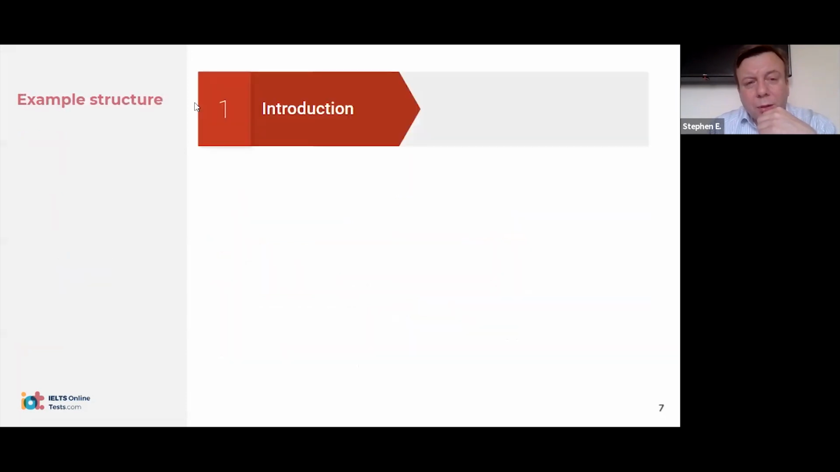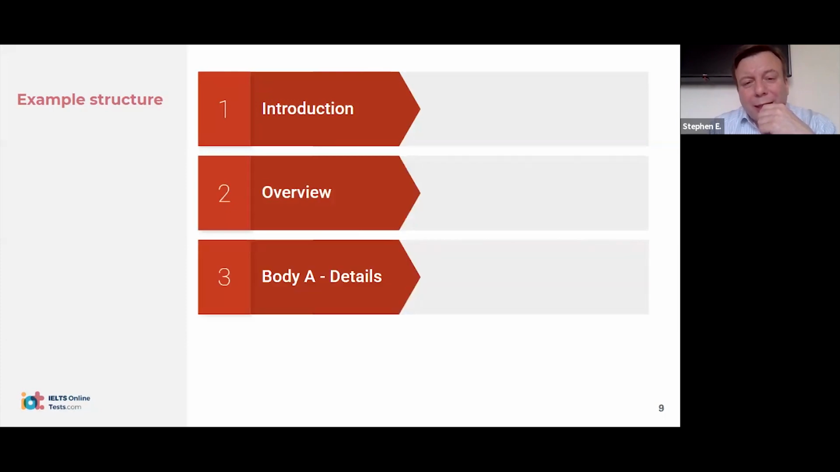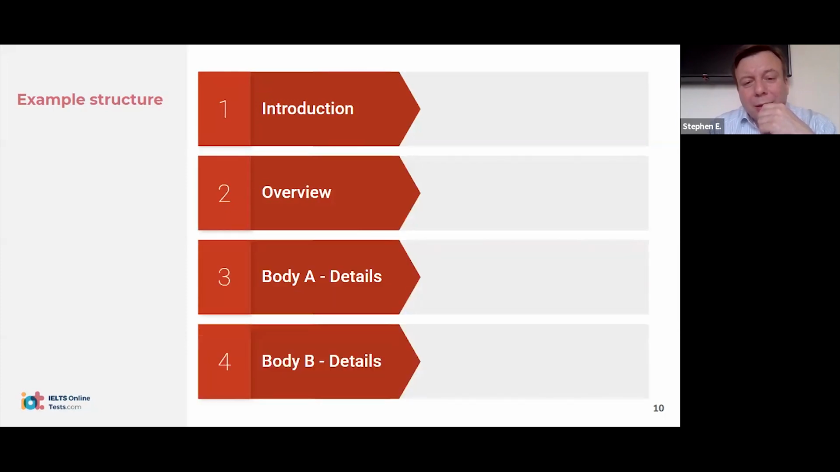Okay, so here's our example structure. So we'd have the introduction. So what are you going to do in the introduction? Yeah, so paraphrase, good. And then we're going to have the overview. And then we'll have our body A and body B details.